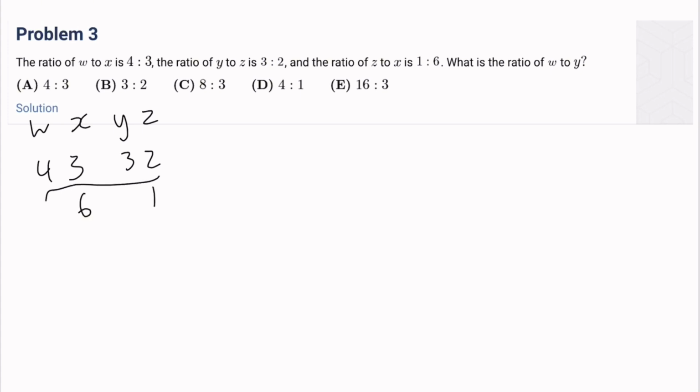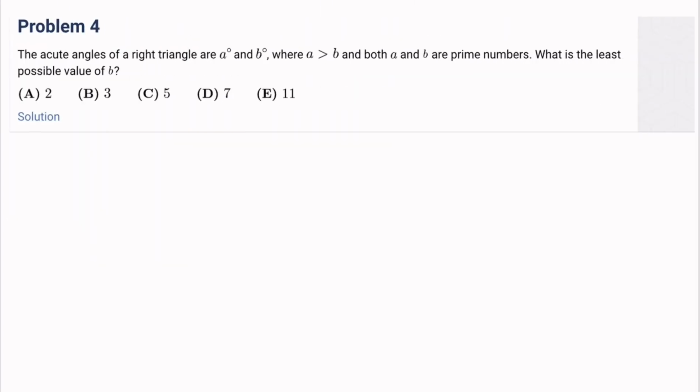So for this to be 1 to 6, then 1 to 6 is equal to 2 to 12, right? And that's to match this 2. And so if this is 2, then Y will be 3. And if this is multiplied by 4, that means the W value is also times 4, so that will be 16, right? We want the ratio of W to Y, and so that is 16 to 3. The answer is E.